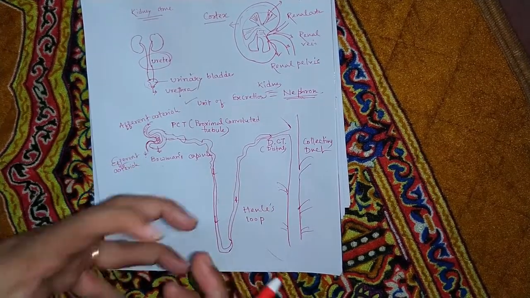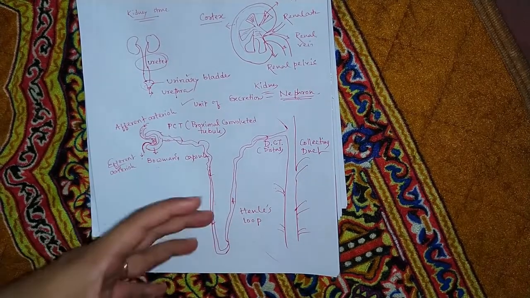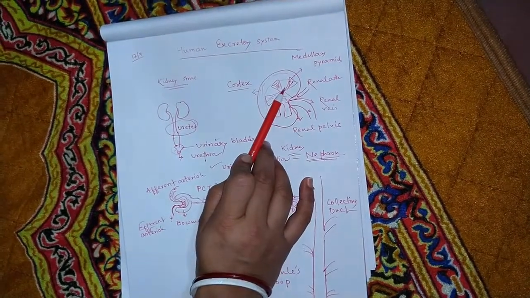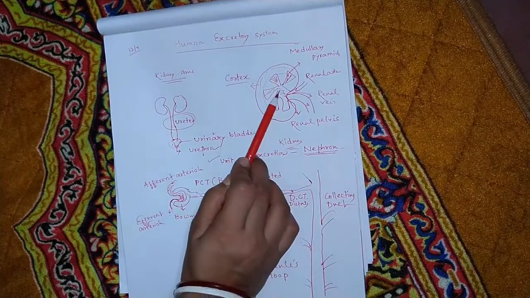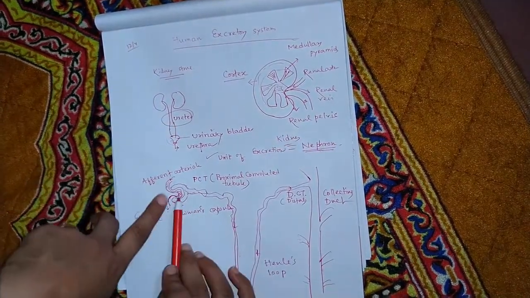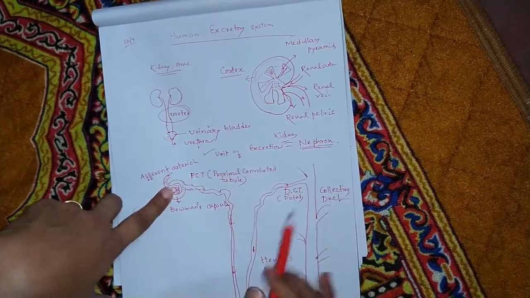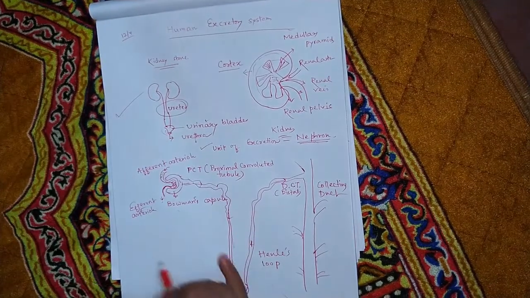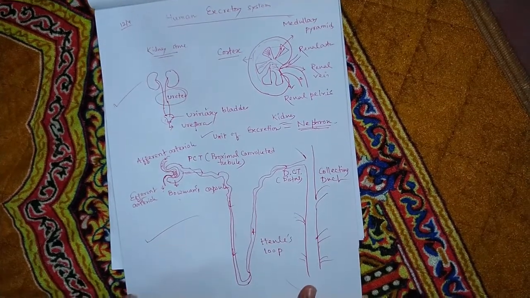Now they will make a tuft that makes the columns of Bertini. Ultimately that will make the medullary pyramid. This medullary pyramid ultimately makes the renal pelvis, then the ureter. You must remember these names: glomerulus, Bowman's capsule, PCT, DCT, Henle's loop, collecting duct. Especially this diagram, this and this diagram, are more important. So ultimately it goes outside.